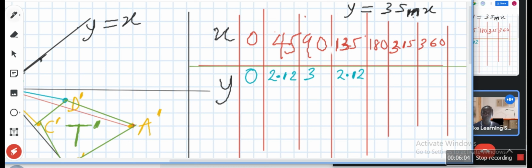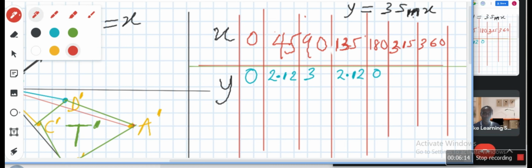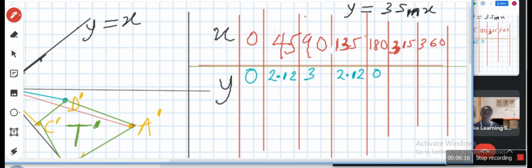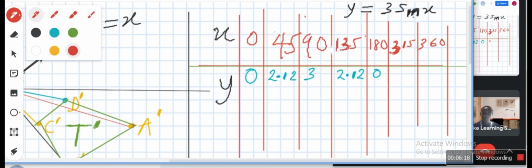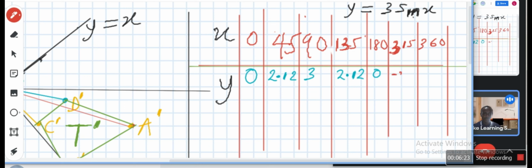What does that give you? 0. I believe this one is 0. Okay, for 315, what will you get? Minus 2.12. Is that the first time it's giving minus? Minus 2.12.